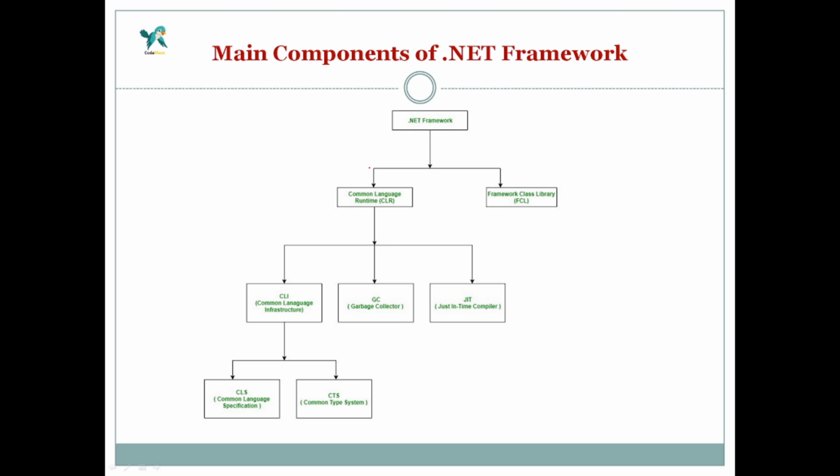There are two main components in .NET Framework. One is the common language runtime and another is the framework class library. The common language runtime is the heart of the .NET Framework because it builds and runs the application. It has a common language interface which is used for syntax checking, and has a garbage collector, and also has a just-in-time compiler to run the program.